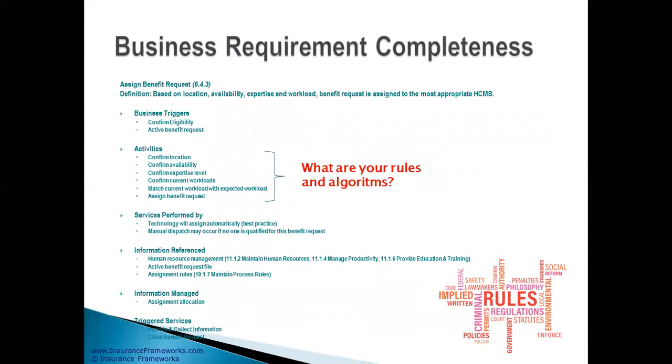Once we have that for each capability, we now can define the business triggers, the activities which we've already done and provided in Panorama 360, the service performed by which areas or which people in the organization or which technology, the information that is being referenced, the information that is being managed, and once the capability has been completed, what gets triggered. What's important here and what belongs to your organization are the rules and algorithm. And for each one of those activities, you can identify those rules and algorithms that would apply.